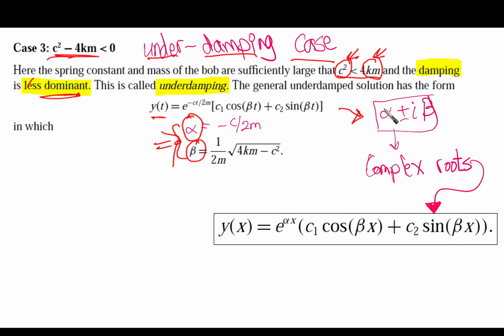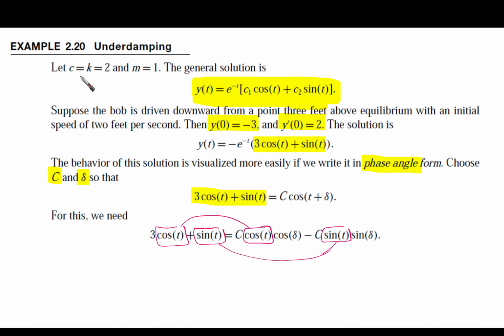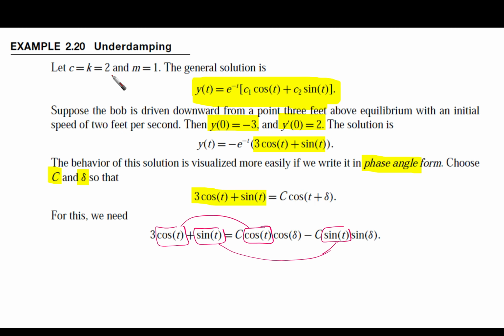This kind of complex roots has this solution: y of x equals e to alpha x times c1 cosine beta x plus c2 sine beta x. Okay, so this is our solution, right? I think that you are very familiar with this type of equation. Okay, so what's next? What are we going to do? Let's have an example.